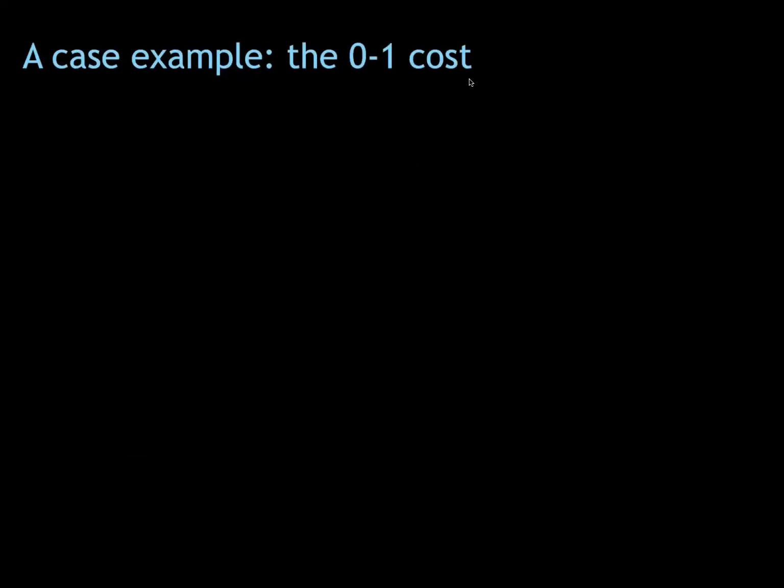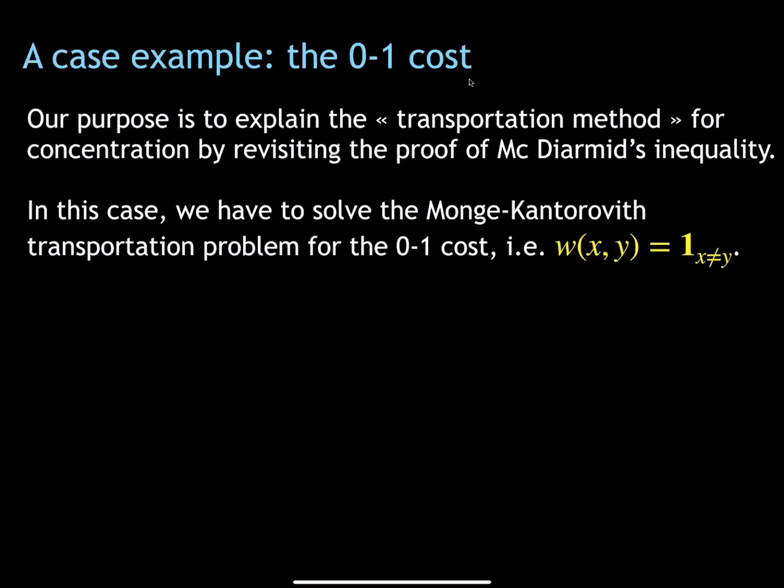So to produce this proof of Mach-Dyer-Mitz inequality, the essence of the proof is to consider a special cost, which is the most elementary cost, that is the 0,1 cost. You pay 1 if x is different from y. You pay 0 if x is equal to y.